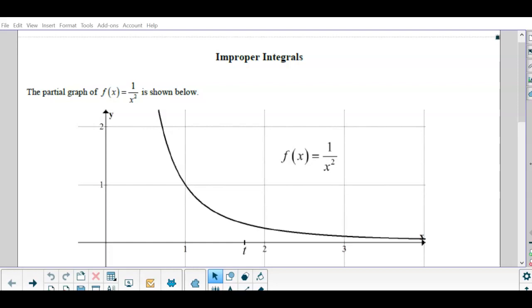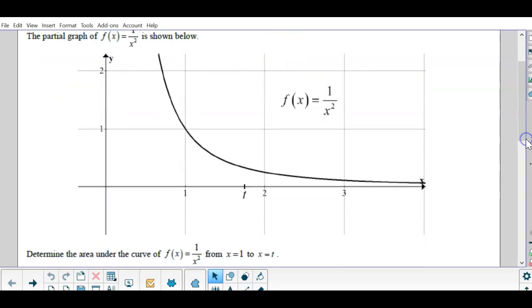We were just looking at positive x values. You could have negative x values for 1 over x squared, but we're not showing that part of the graph because we want to know what happens as t approaches positive infinity. You can see on the graph we've just put a t here. That's arbitrary, right? If we're finding the integral of f of x from 1 to t, it's really equivalent to the area underneath the curve there. But t could be all the way out here or further.